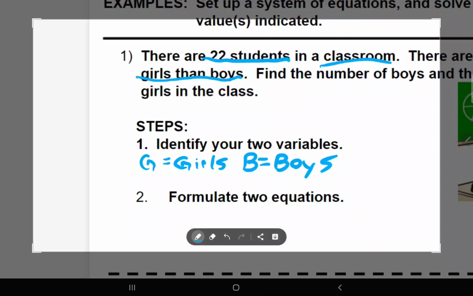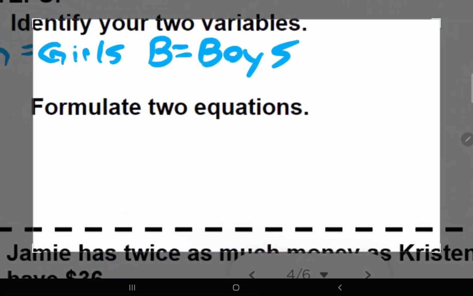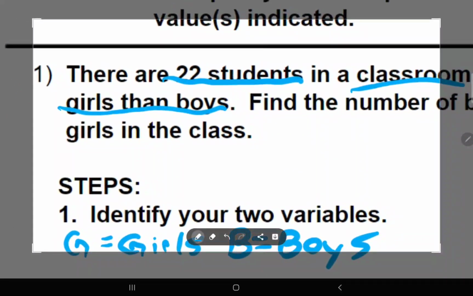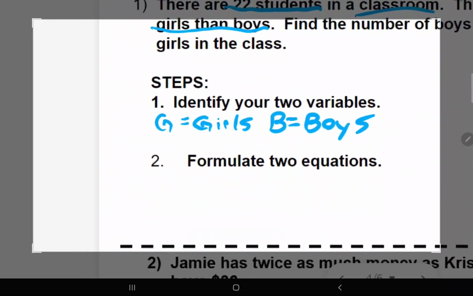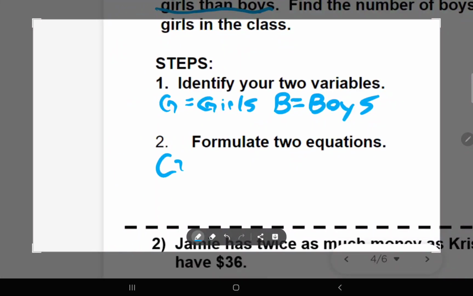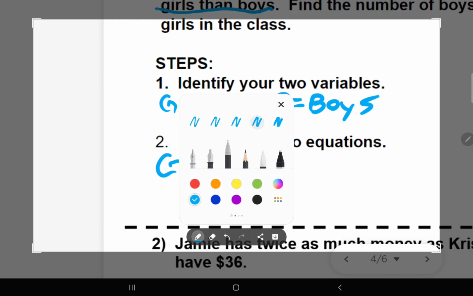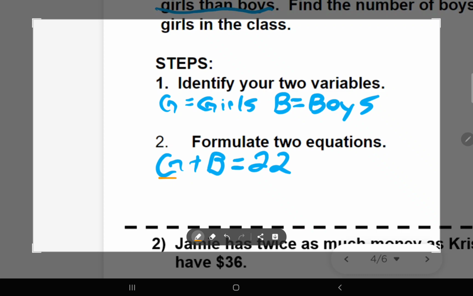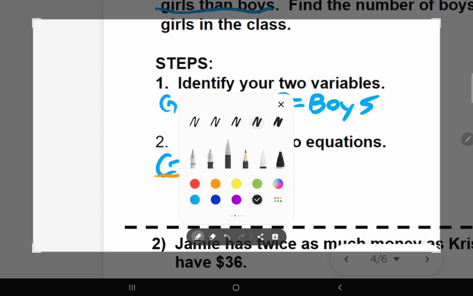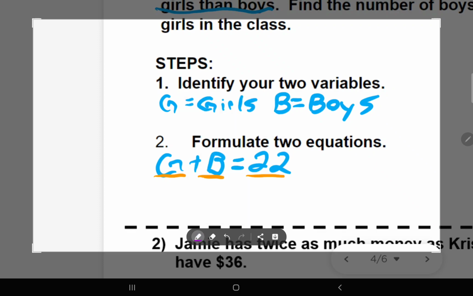So, next thing, we need to start writing equations. The easiest equation that we can write, if you look right here, it says that we have 22 students. So if we get all the girls in the classroom plus all the boys in the classroom, you're going to have 22 students. That's your first equation, okay? So I'm going to color it differently so you guys can see what I'm doing. The girls plus the boys equals 22. Let's do purple this time.